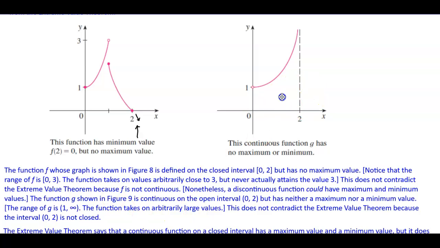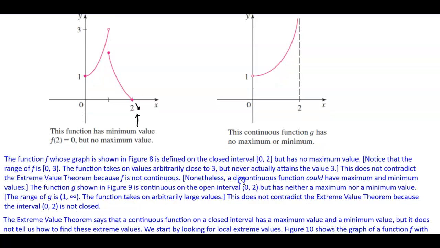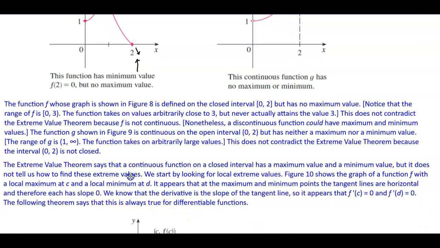Now the function g over here on the right, shown in this figure, is continuous on the open interval from 0 to 2, but has neither a maximum nor a minimum value. Now the range of g goes from 1 to positive infinity, so the function takes on arbitrarily large values. This does not contradict the extreme value theorem because the open interval from 0 to 2 is not closed. Now the extreme value theorem says that a continuous function on a closed interval has a maximum value and a minimum value. But it does not tell us how to find these extreme values.